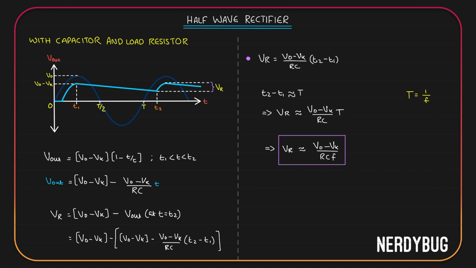Now assume that instead of the resistance of the load, you know the current that the load draws. In that case, (V0 minus Vk) divided by R, using Ohm's law, can be considered as the current drawn by the load. And you can write VR is equal to the current drawn by the load divided by Cf.